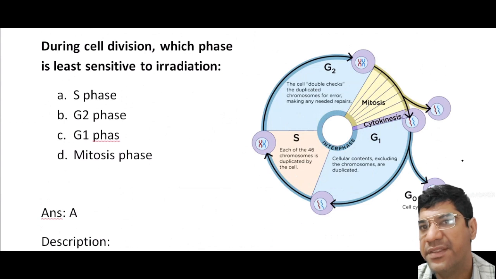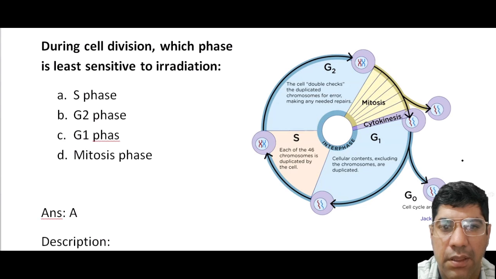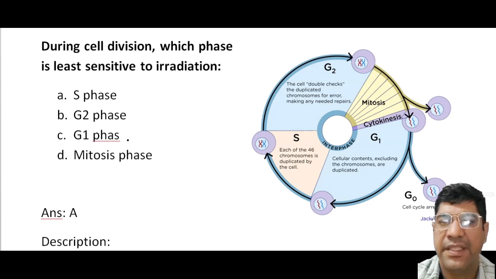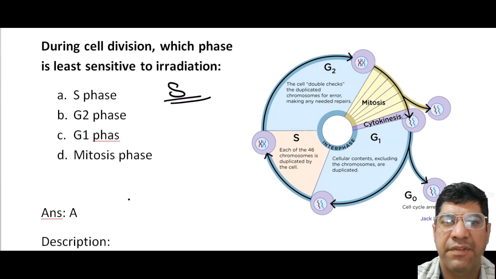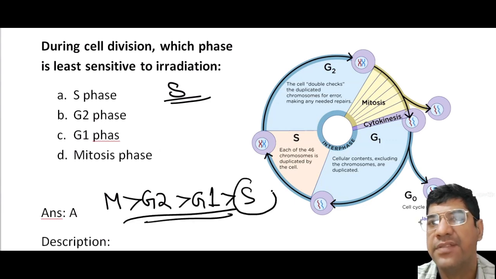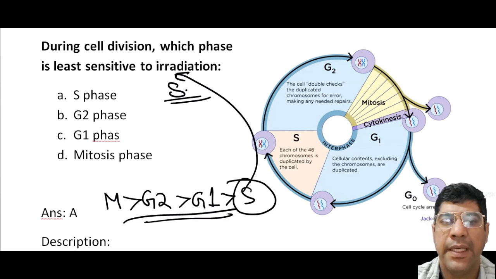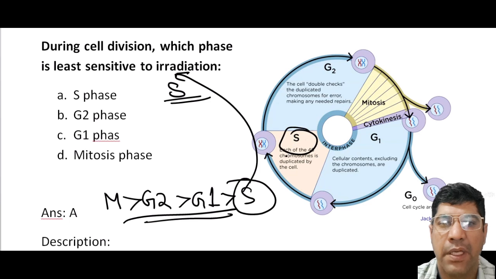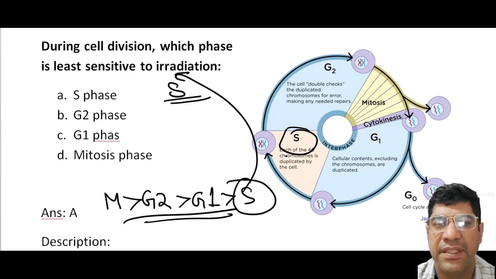During cell division, which phase is least sensitive to radiation? The answer would be S phase. Among the phases of the cell cycle, the S phase is least sensitive to radiation. The order of sensitivity is M phase, then G2, G1, and S phase. So S phase, remember, is least sensitive to irradiation. During the S phase, DNA synthesis and replication are ongoing, making cells less vulnerable to radiation damage compared to the other phases.